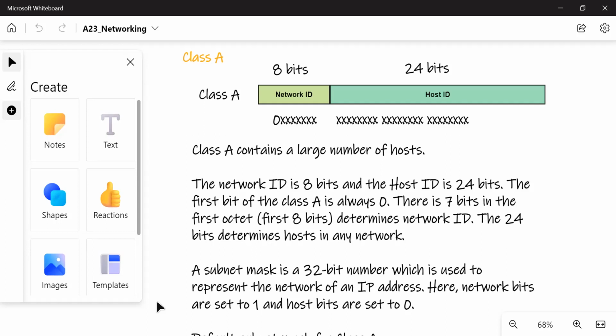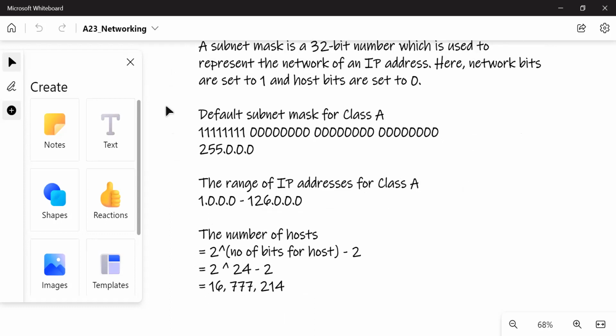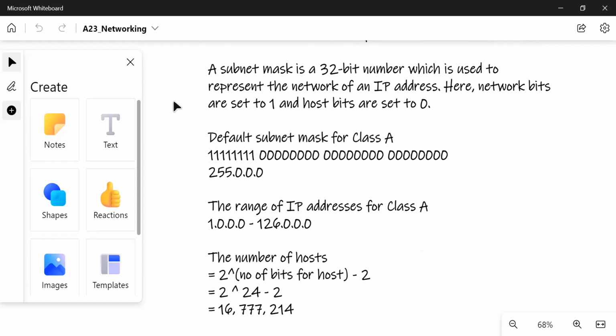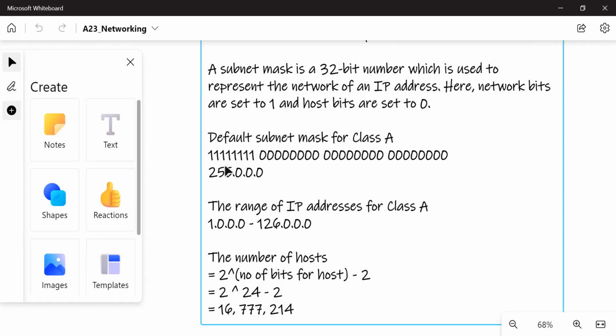And then if you take the default subnet mask for class A, why do we call it default? Because later on we can create a network within a network, so this could be changed. But default means the starting point. Now we know we are allocating 8 bits for the network and the remaining 24 bits for the host. So for the first network bits, we have 8 bits, and these 8 bits are represented with ones and the others are 0.